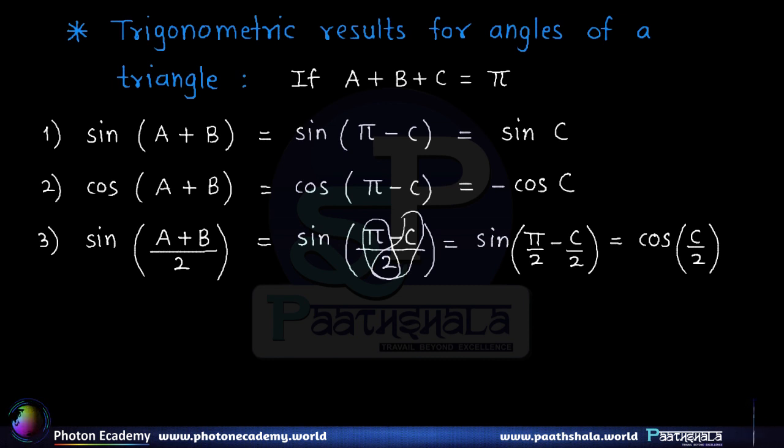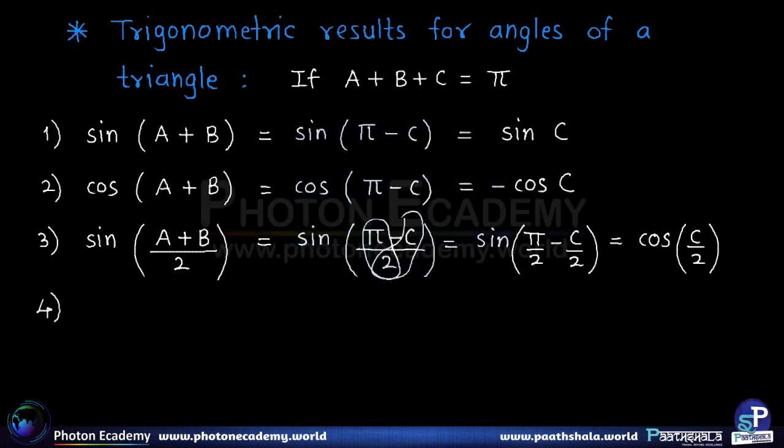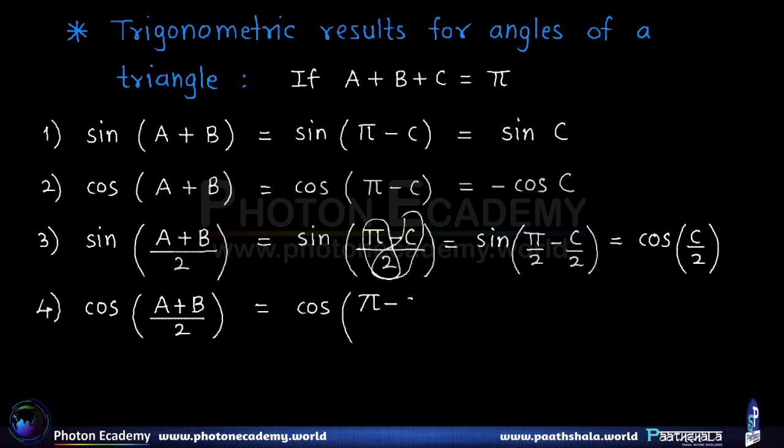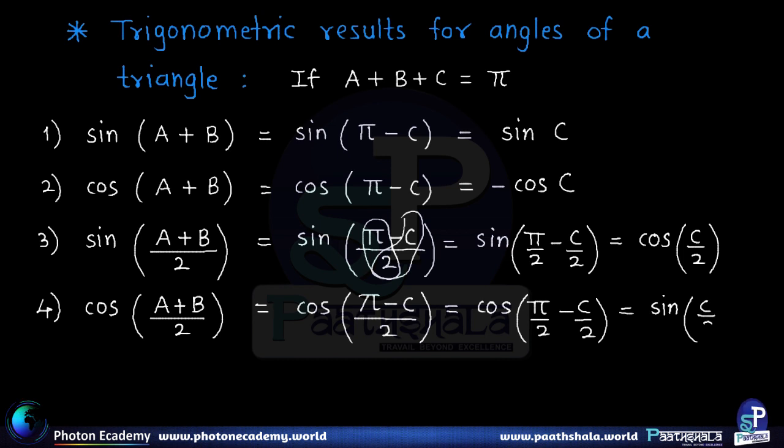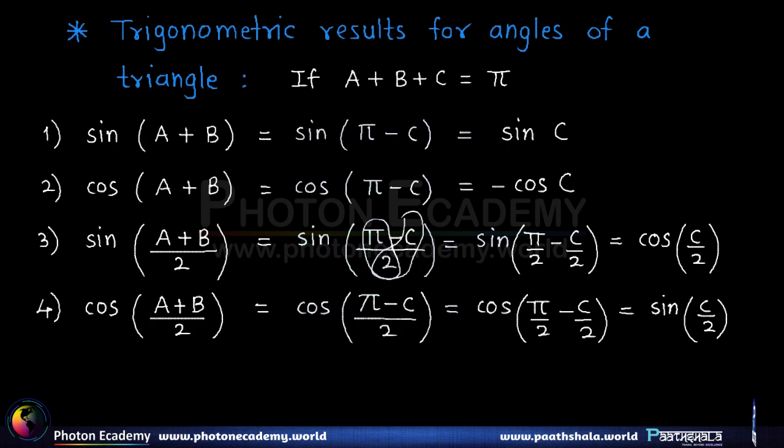And lastly, let us derive the formula for cos of A plus B by 2. That is equal to, similar to the previous, cos of pi minus C upon 2. Once again breaking the fraction inside the bracket, we have cos of pi by 2 minus C by 2. And this is nothing but sine of C by 2 from the previously known result. So these are the four important results for angles of a triangle.